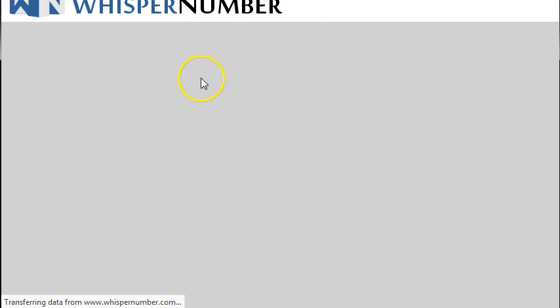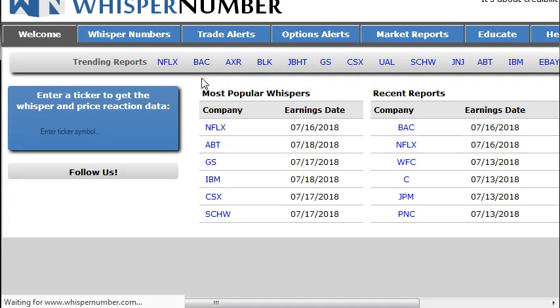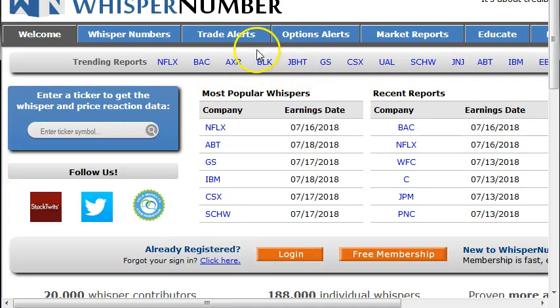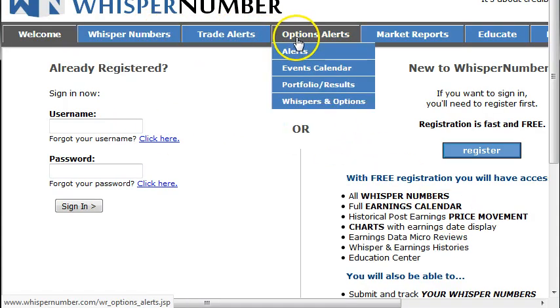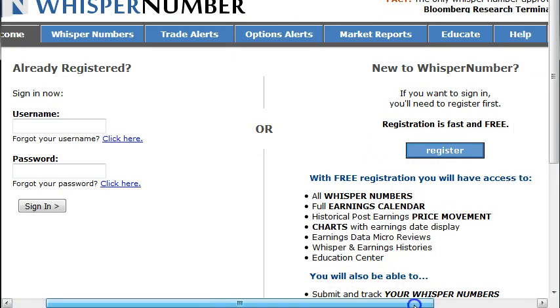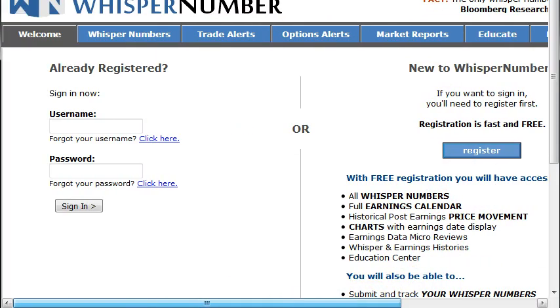Okay, Whisper Number for Alcoa. Okay, let's look at AA, which is Alcoa. Okay, they want us to have a subscription. So unless you are a subscriber, you may not get this information.